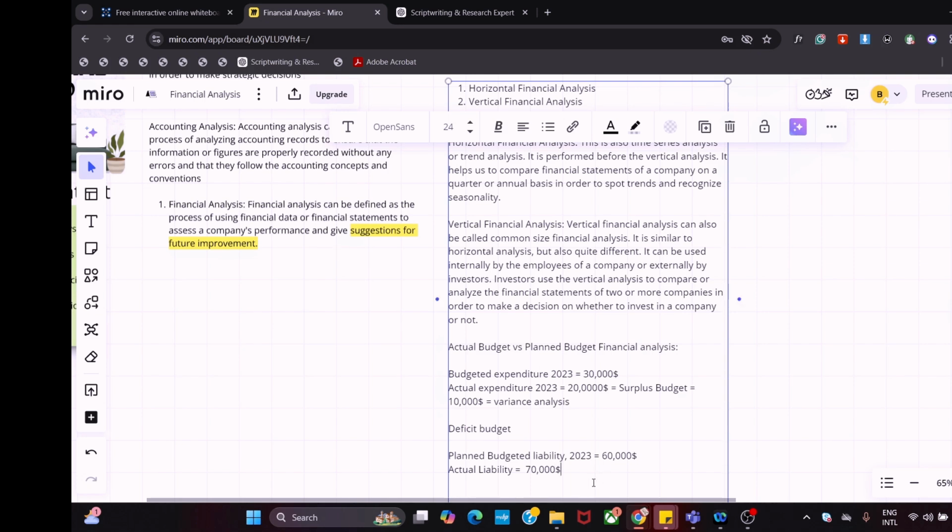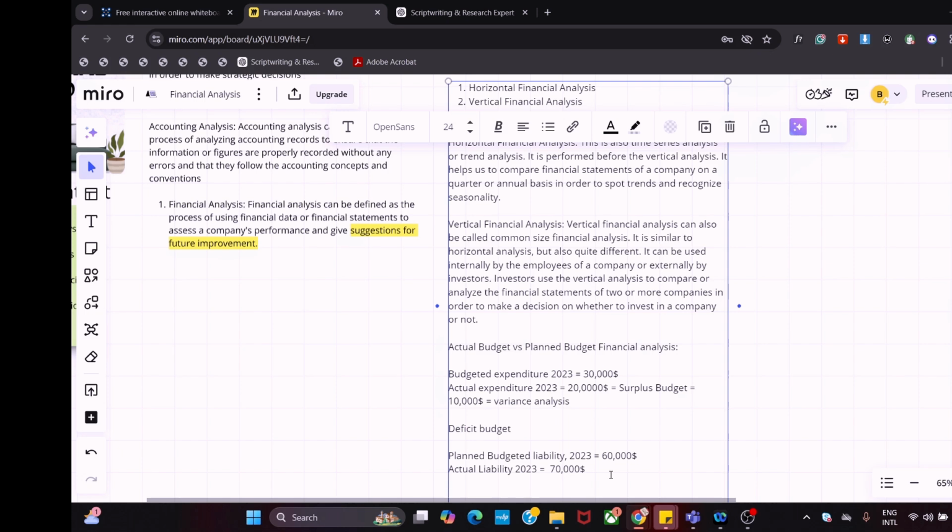Alright, so rather, what we call deficit budgets. You can see for 2023, the company budgeted to have a total liability of $60,000. But by the end of 2023, they were preparing the bank statements, and they found they had an actual total liability of $70,000. This simply means that their budget was below the actual. This is what we call a deficit.